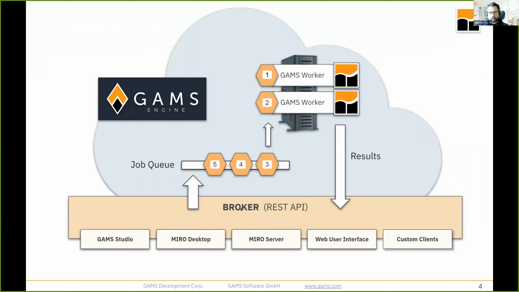So once you put a job onto the REST API, it is placed onto a queue, and from there it moves onto available GAMS workers. They will then solve your model and place the results back into a database, and from there it can be downloaded again via the REST API.